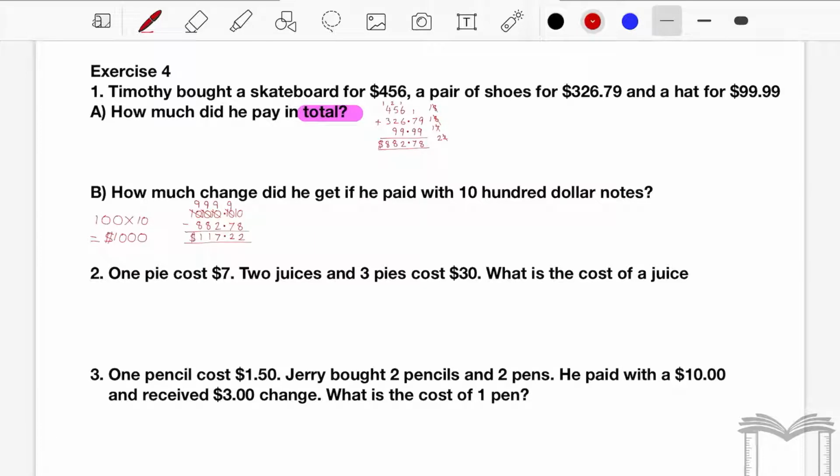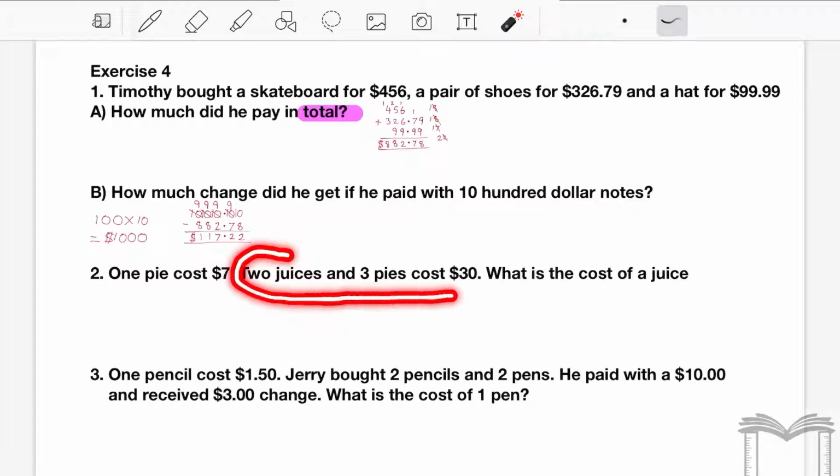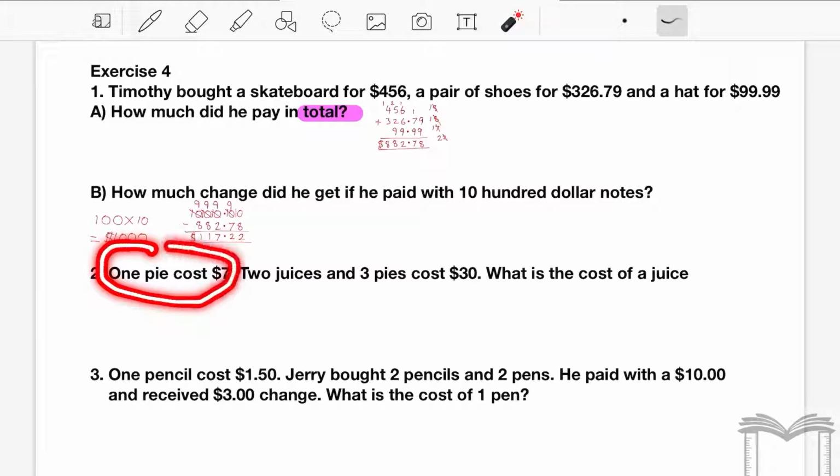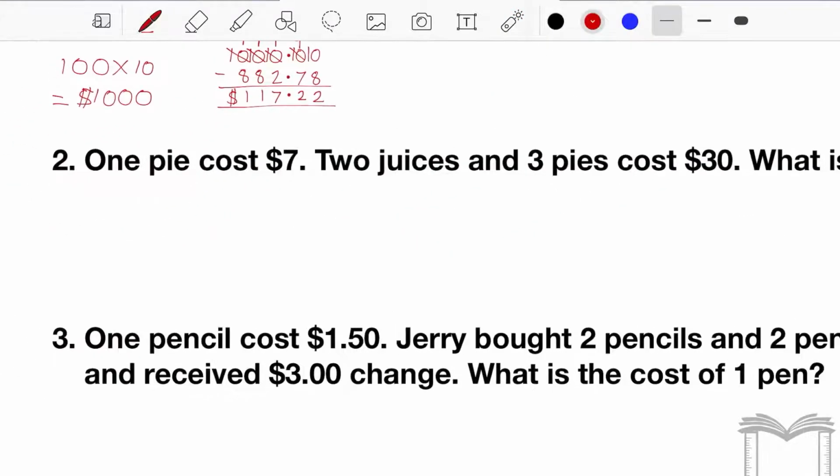Number 2. One pie cost $7. Two juices and 3 pies cost $30. What is the cost of a juice? So here we have 2 juices and 3 pies costing $30. Since we have the cost of 1 pie, we can find the cost of the 3 pies here. So let's begin with that.